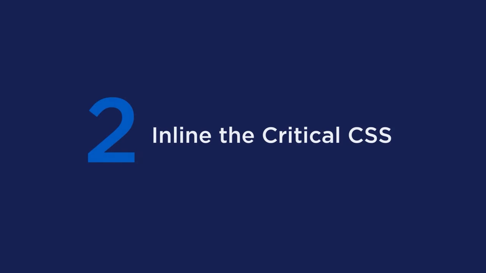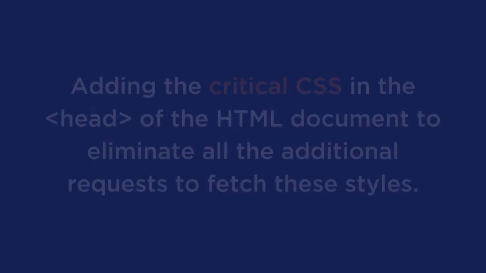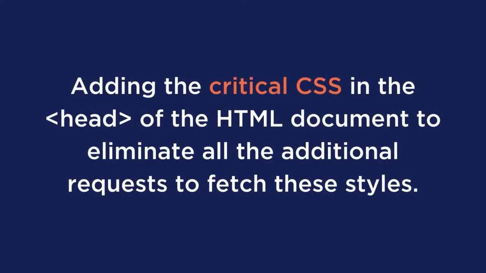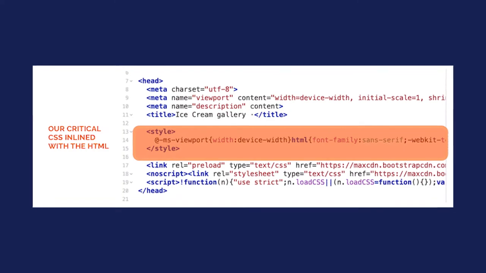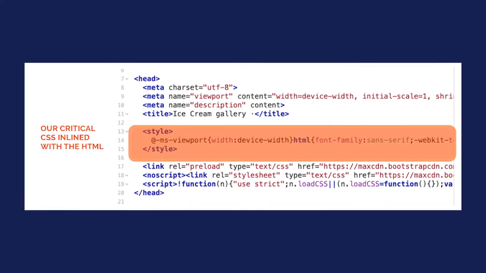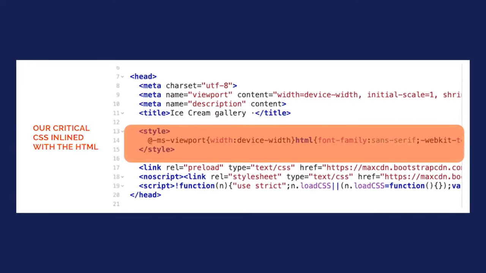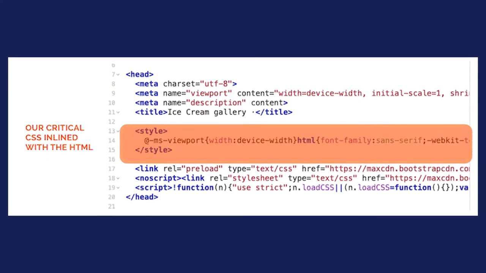Step 2 then is to inline the critical CSS. This is done by adding the critical CSS in the head of the HTML document to eliminate all the additional requests to fetch these styles. In the web.dev example, they have inlined the critical CSS in the head so that way the browser can deliver it faster and render something to users as soon as possible.